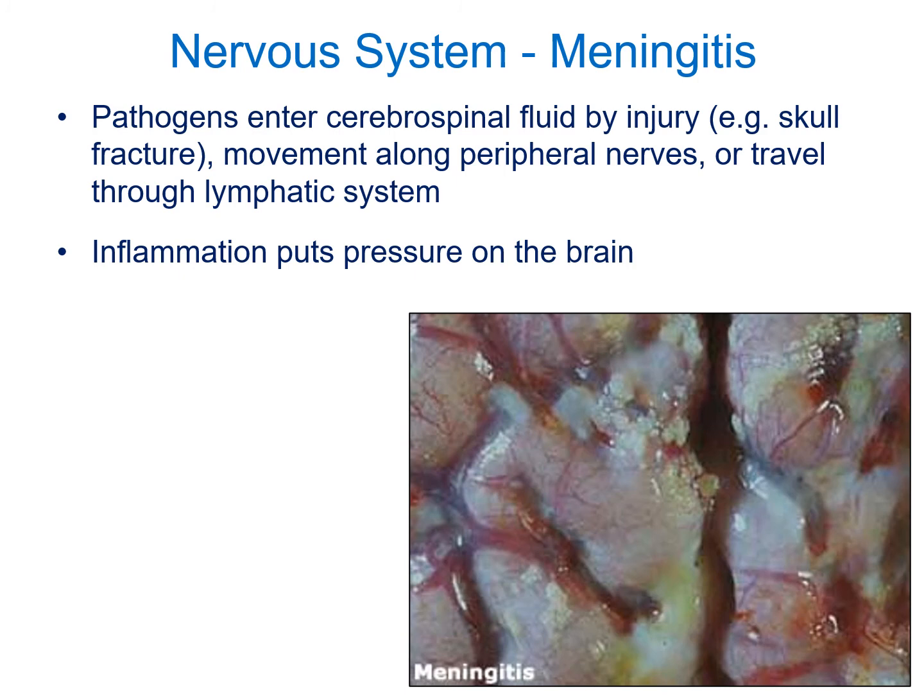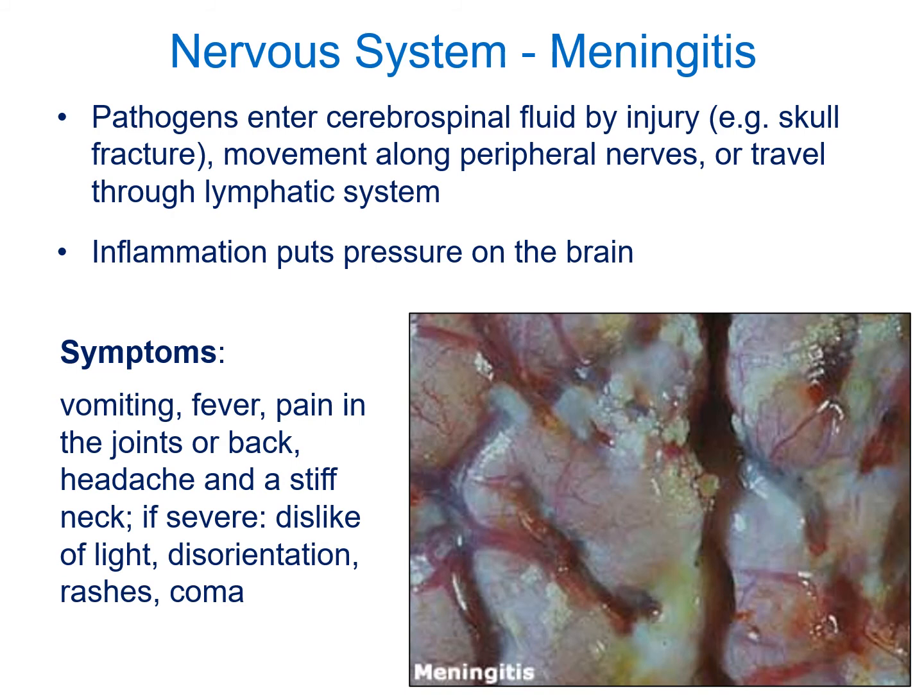Pathogens that cause meningitis can enter into the cerebrospinal fluid. That's the fluid that surrounds the brain and spinal cord. They can get there due to injury, like a skull fracture, or it can be due to a wound that introduces pathogens to the peripheral nerves, and then they can travel along the peripheral nerves and through the lymphatic system and eventually get to the cerebrospinal fluid that way. Symptoms from meningitis: vomiting, fever, pain, headache, disorientation, rashes, coma. Quite a few different things can occur as a result of meningitis, and it can of course be very, very serious.